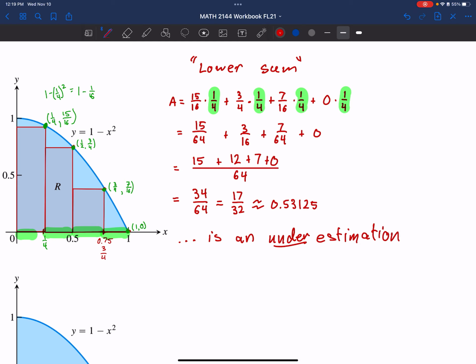So at least we now know that the area of the blue shaded region is going to be more than 0.5, because if we look at this, what we have right here is not enough. We're missing this right here. So you can see we're missing some area.